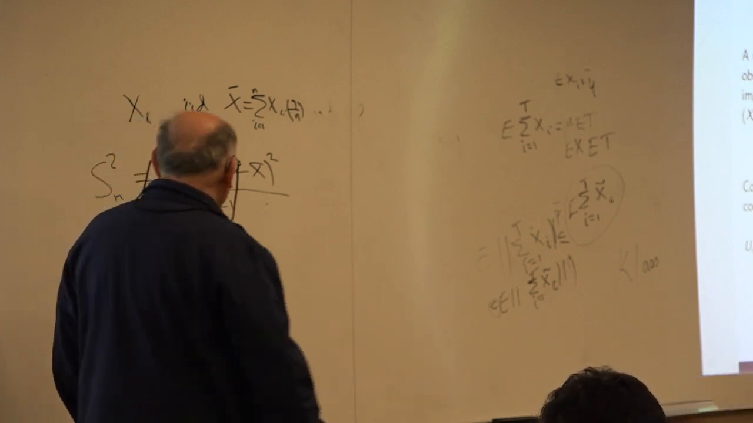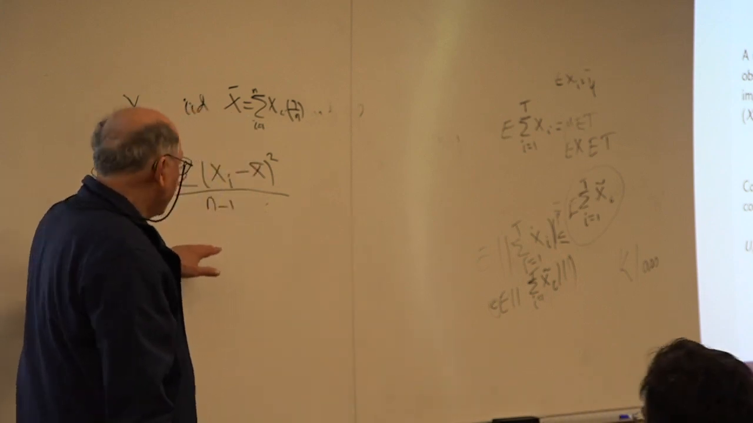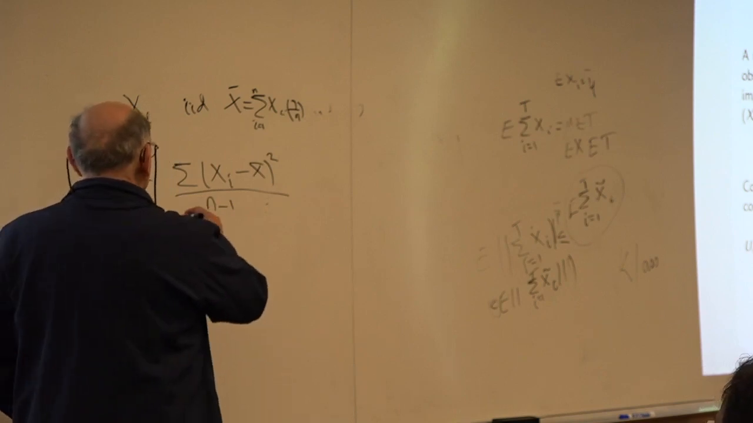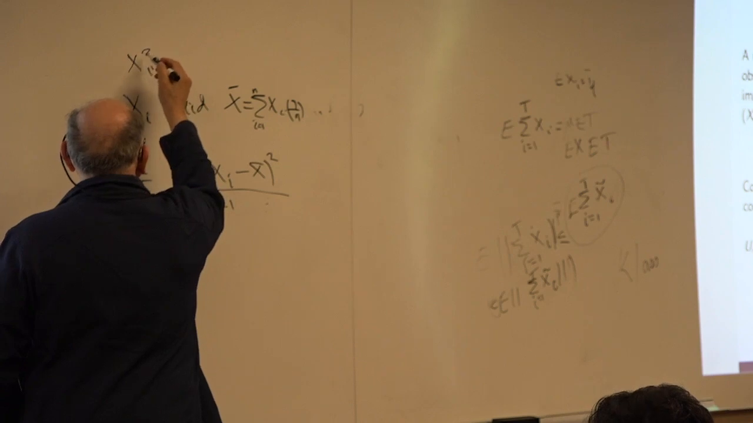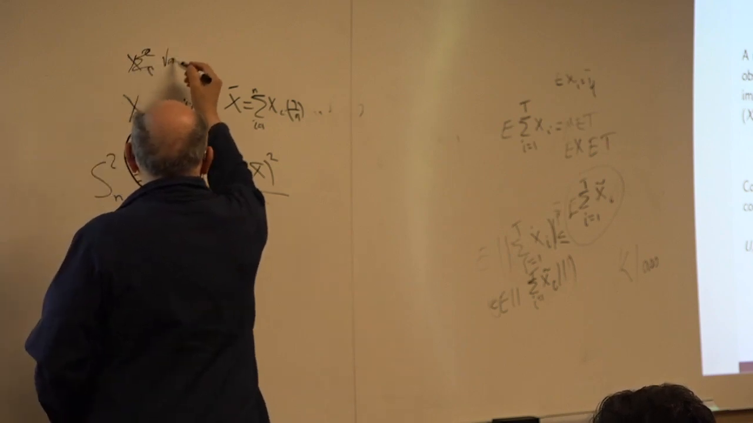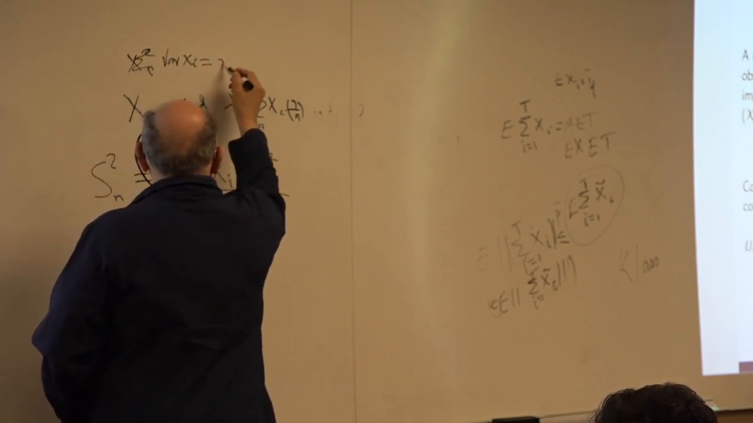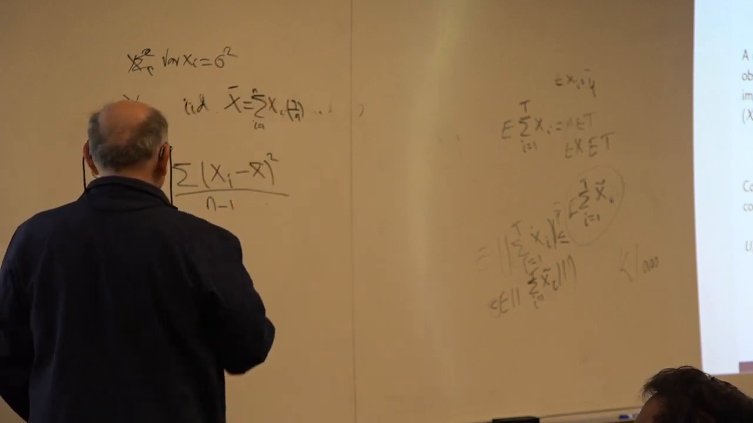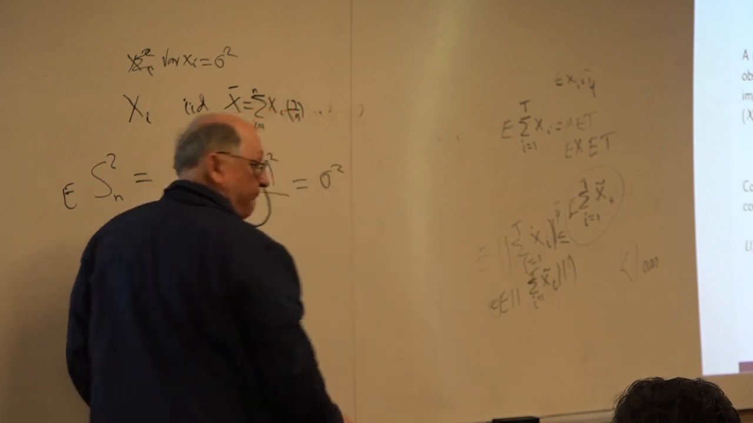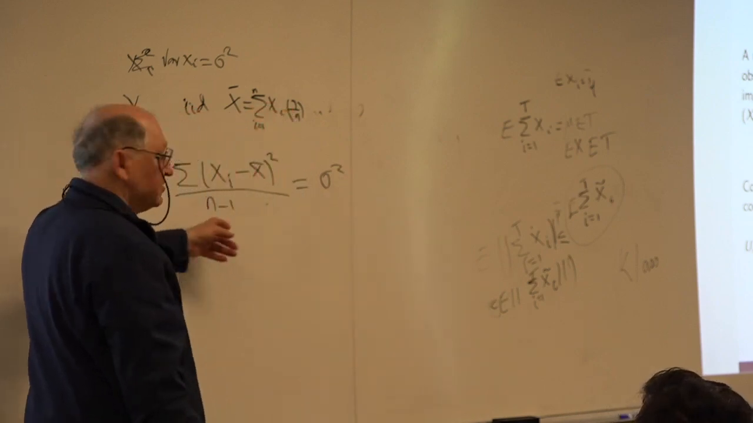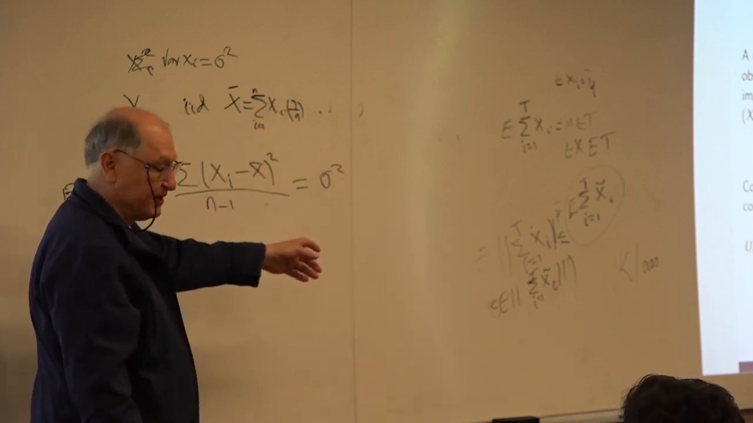Okay? So this is the sample variance. And this is an unbiased estimator of the population variance, sigma square. So the expected value of this is equal to sigma square. So this is an unbiased estimator of the population variance.